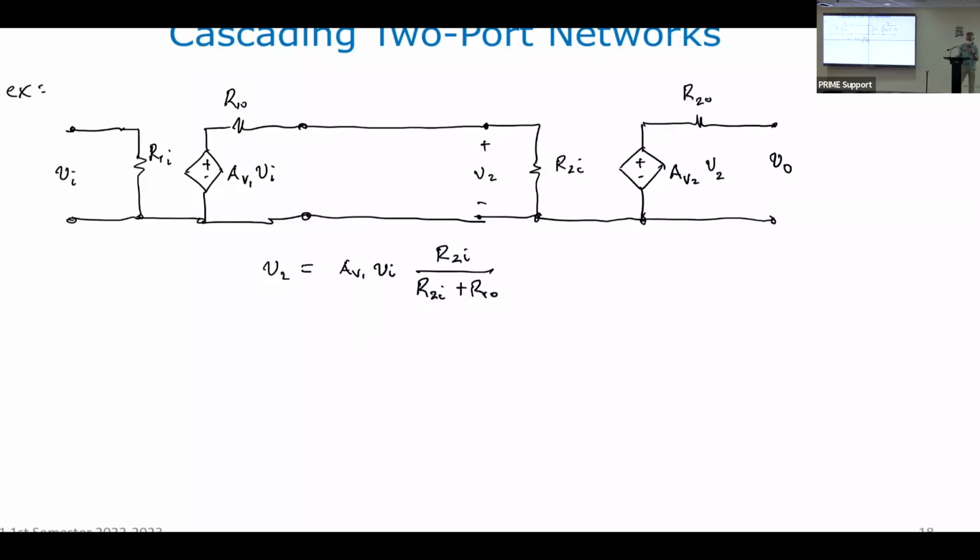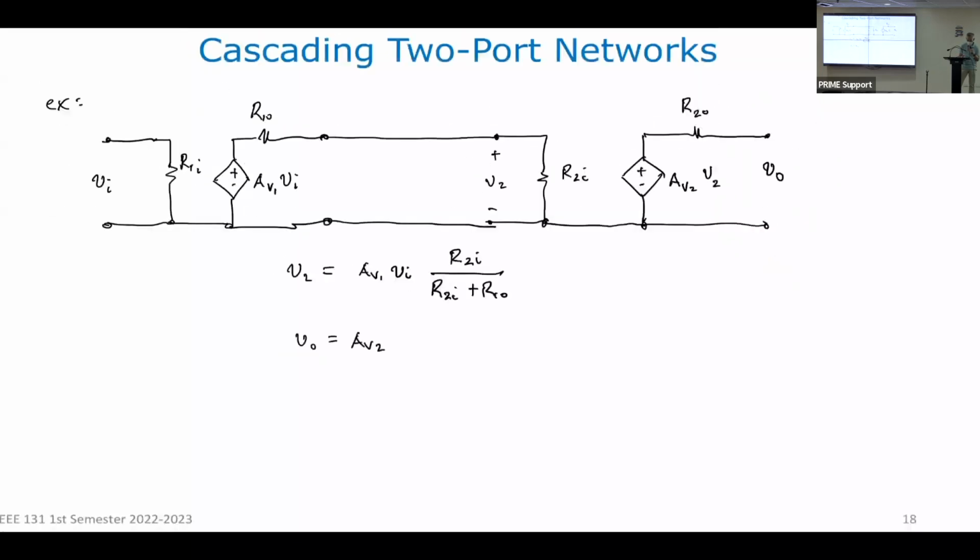Okay. What is now V sub O? Assuming this is left open, then V sub O is just AV2 multiplied by V2. No? So this is AV2 multiplied by AV1, V sub I, R2I over R2I plus R1O.